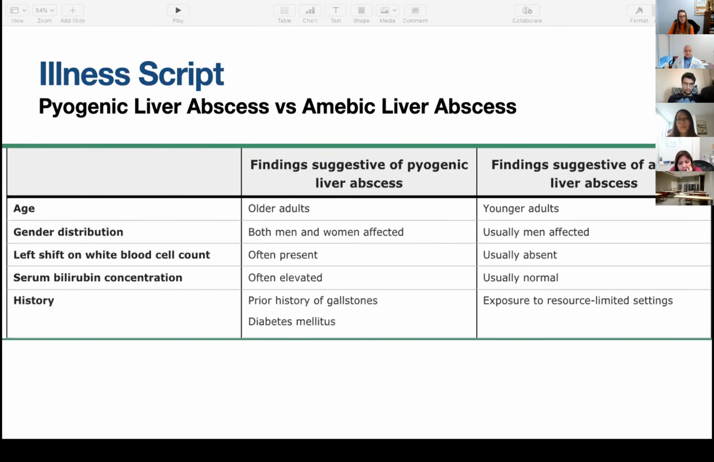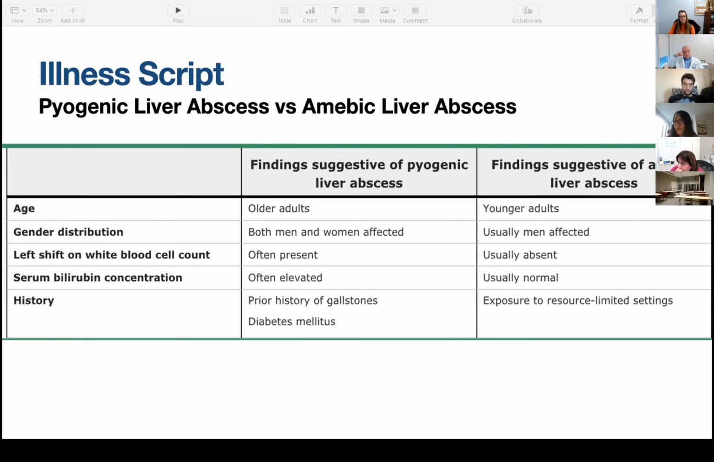And also talk about the pyogenic liver abscess versus amoebic liver abscess. Pyogenic liver abscess usually presents in a more aggressive way. It's more common in older adults, and amoebic liver abscess is usually in patients who are younger. And pyogenic liver abscess could happen to both men and women, but amoebic liver abscess usually happens to male patients.